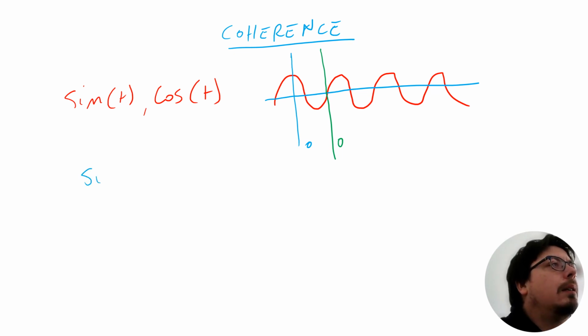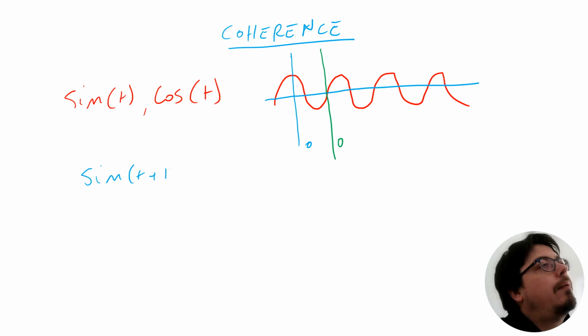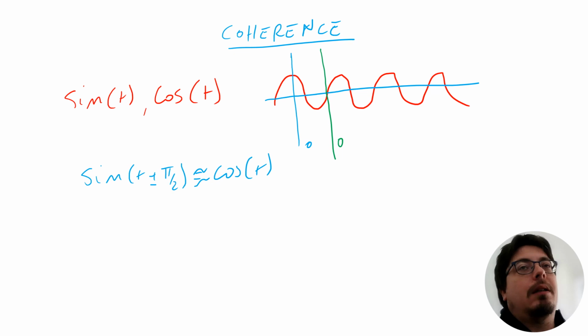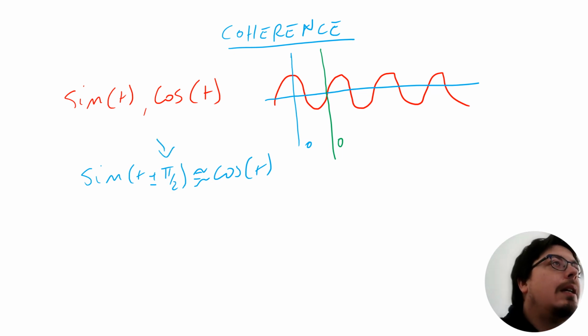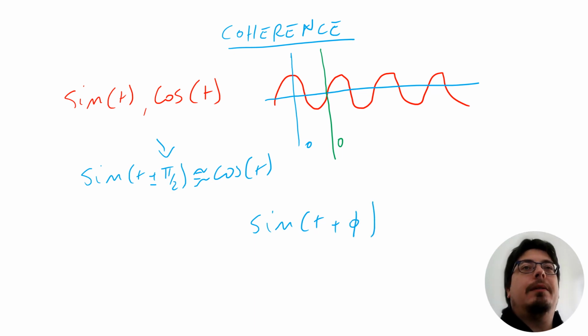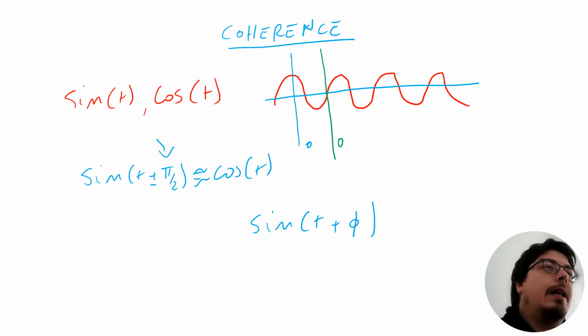In fact, I think sine of t plus a phase of pi over 2 should be cosine of t. There might be some plus or minus that I never quite get right. But anyway, roughly, it's a shift in the phase, and this phase, which we usually call phi, is what coherence is all about. Let's see if I can give you an idea of this, and then we will answer the question of laser light and bulb light.